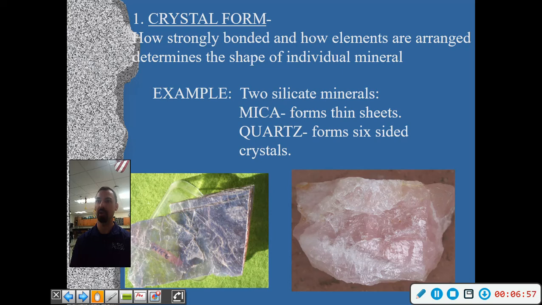Okay, so two silicate minerals: mica, which forms in thin sheets, very flat, and quartz, which is a 6-sided crystal, very hard crystal actually. Again, this will determine a lot about the mineral structure. There are different crystal forms and different habits you can learn about. If you go a little more into minerals, this could be an important part of identification. But we're not going to go that deep with this.